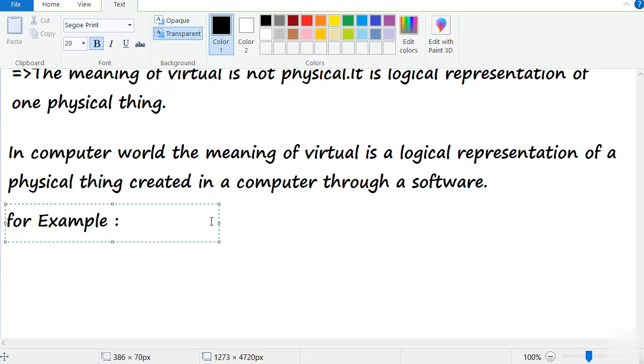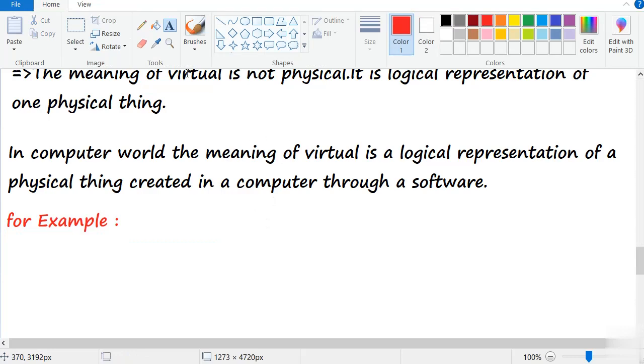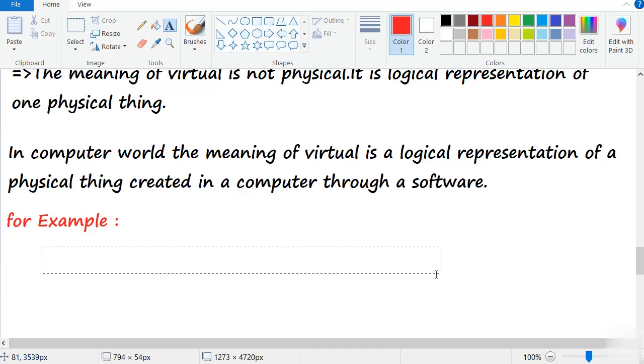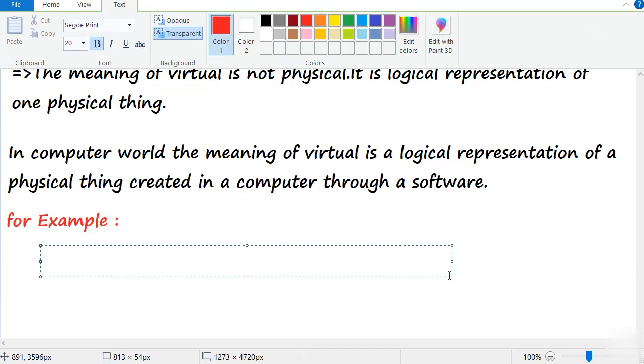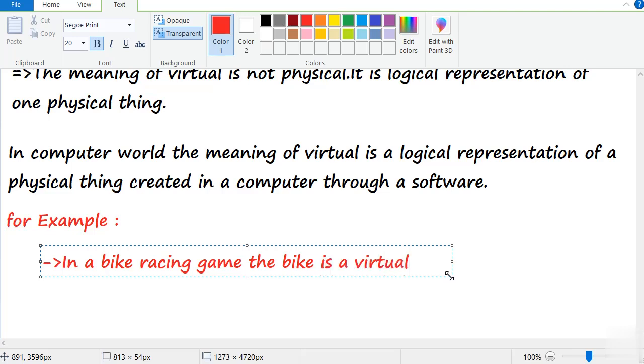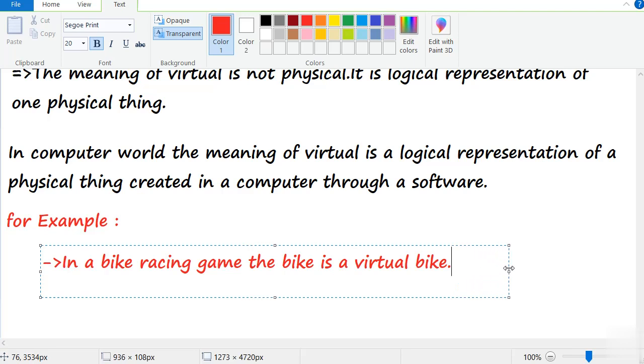For example, what are the examples we have seen? We have seen in a bike racing game, the bike is a virtual bike. It is not a physical bike. It's a virtual bike which is created by a software in a computer.